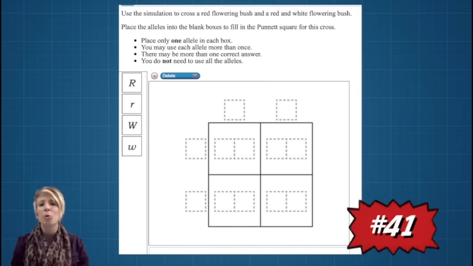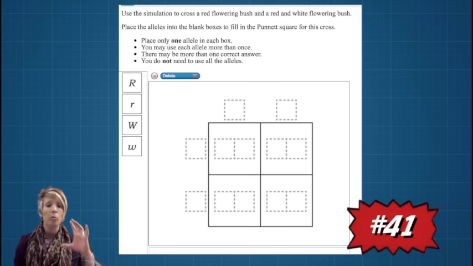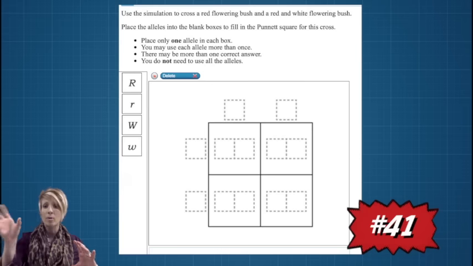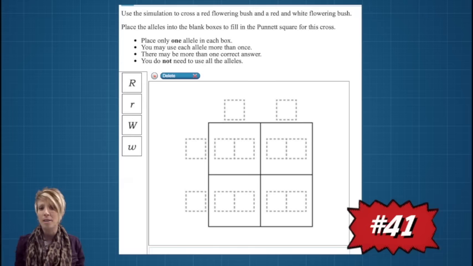Okay, question number 41. It's a simulation again for the Punnett squares. It says, use the simulation to cross a red flowering bush and a red and white flowering bush. Okay, so we have red as one parent and red and white as the other parent. Place the alleles into the blank boxes to fill in the Punnett square for this cross.